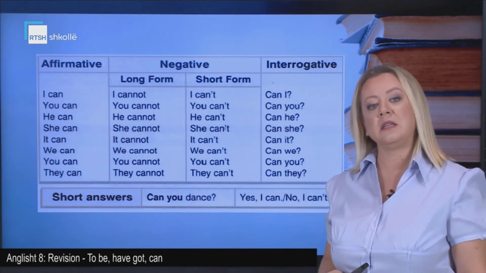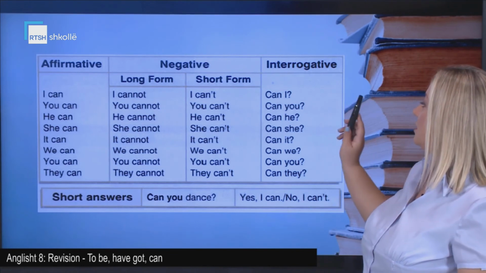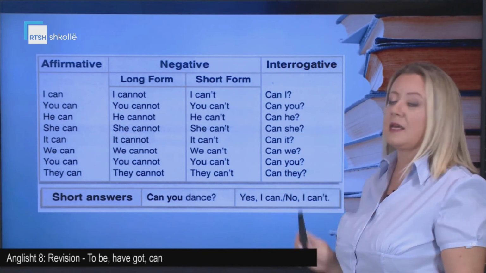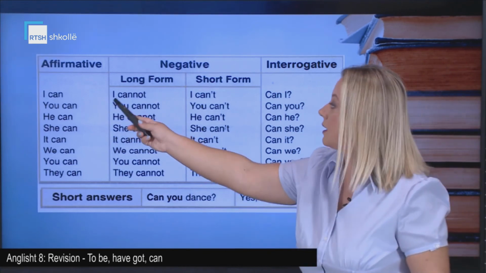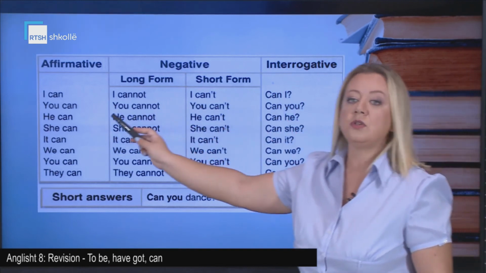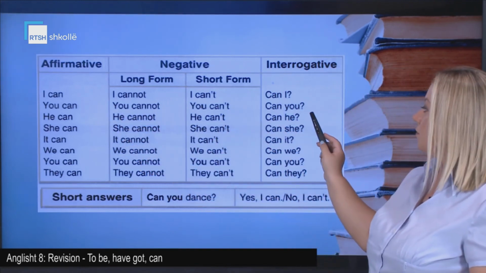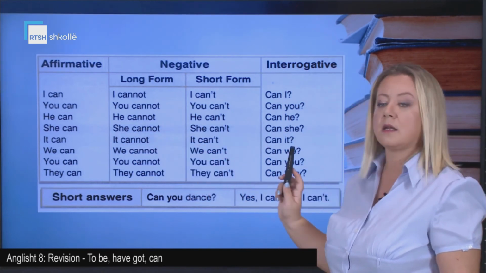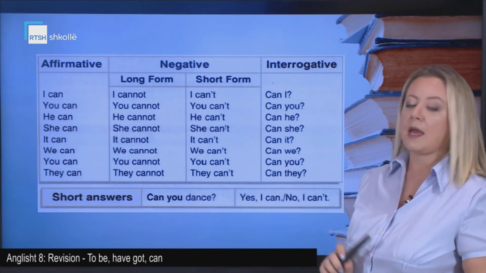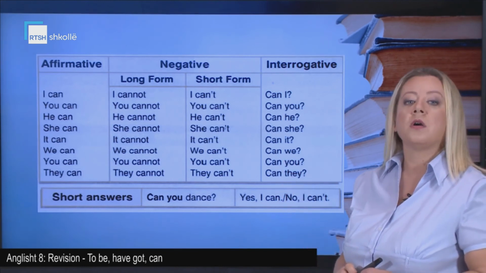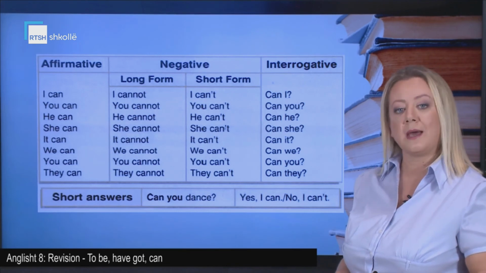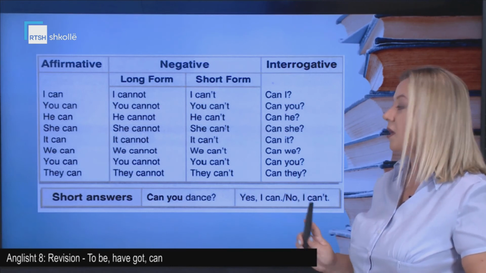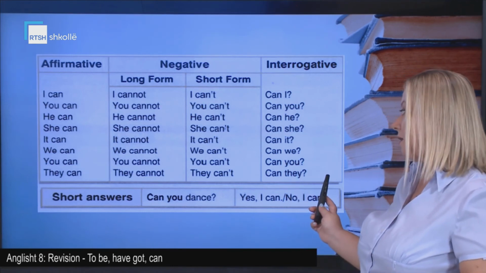How do we form the interrogative? We again change the position of the verb can and the subject, that here is the personal pronoun. I can. Can I? You can. Can you? He can. Can he? She can. Can she? It can. Can it? The plural forms. We can. Can we? You can. Can you? They can. Can they?